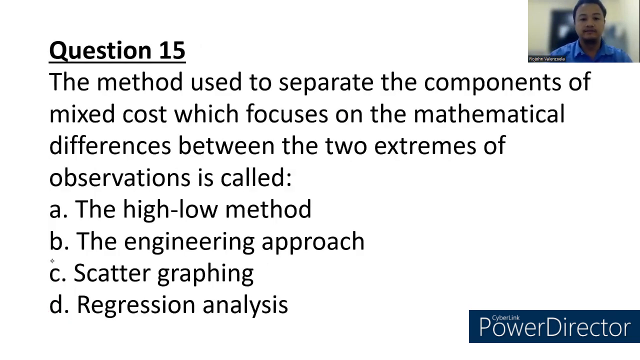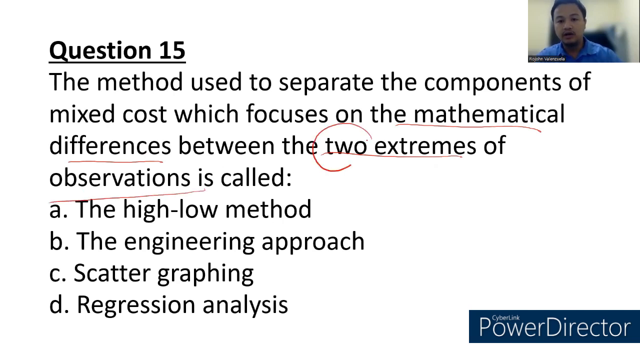Next, number 15. The method used to separate the components of mixed cost which focuses on the mathematical difference between two extremes of observation. O yun nga, dalawang points, extreme, the high and the low. Kinukuha yung differences. So letter A. Okay? So medyo nakukuha na natin yung pagkakaiba ng high-low tsaka ng scatter graph.